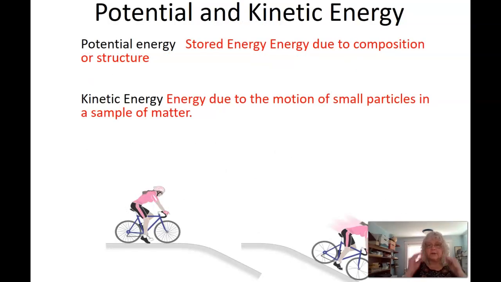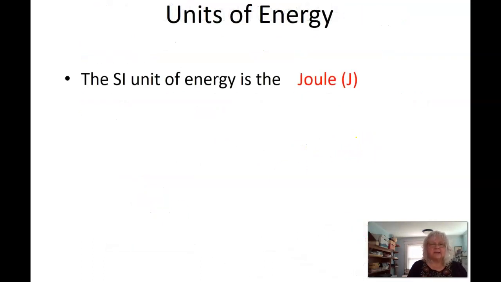So we split energy up into two categories, into potential and kinetic energy. Potential energy is stored energy that's due to composition or structure. So what this stuff is made of and how the atoms are actually linked together, that's what we mean by potential energy. Kinetic energy is due to the motion of small particles in a sample of matter.